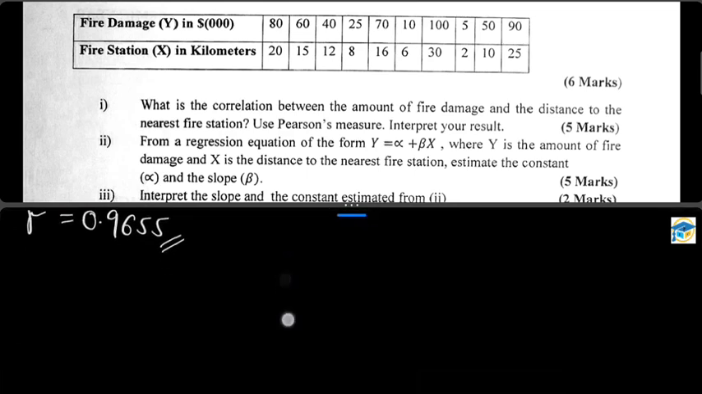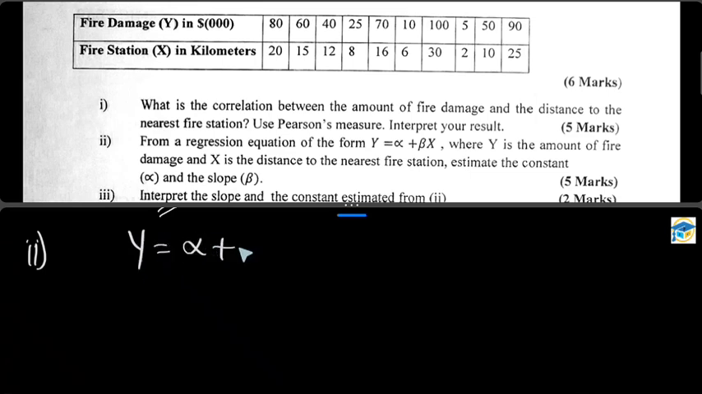So we were asked, from the regression equation of the form y is equal to alpha plus beta x, where y is the amount of damage and x the distance to the nearest fire station, to estimate the constant and then the slope. So with that, we know to find your constant of our regression equation is equal to alpha plus beta multiplying x.